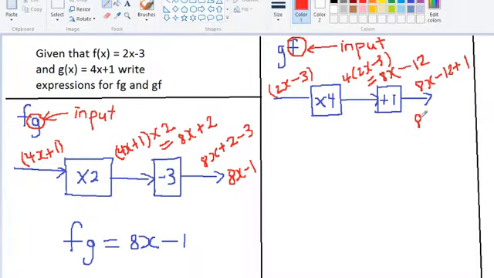Final answer is 8x minus 11, because negative 12 plus 1 gives negative 11. Okay, so our answer for gf is 8x subtract 11. So this is how you can use number machines to determine the expressions for composite functions. Thanks for watching.